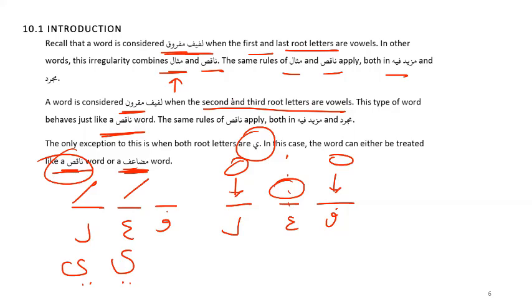And if you have second and third root letters that are vowels, you could think that it's both naqis and mithal, but the rules that apply are the naqis rules. Okay, so if there's a problem at the end, that sort of dominates. It's like having two illnesses. The illness that has to do with the final letter is the one that dominates. That's more powerful.